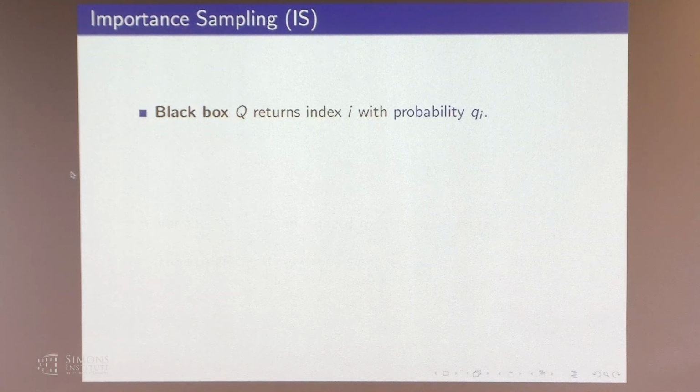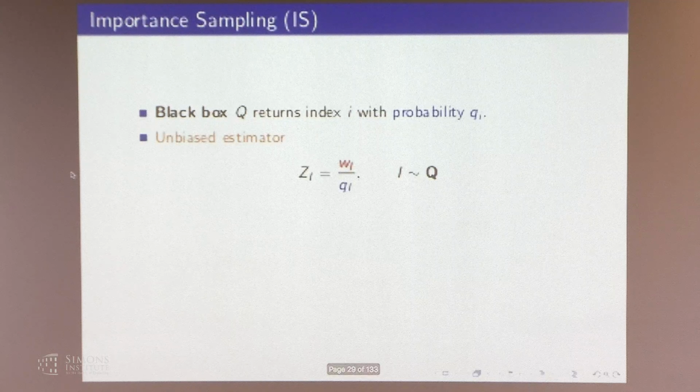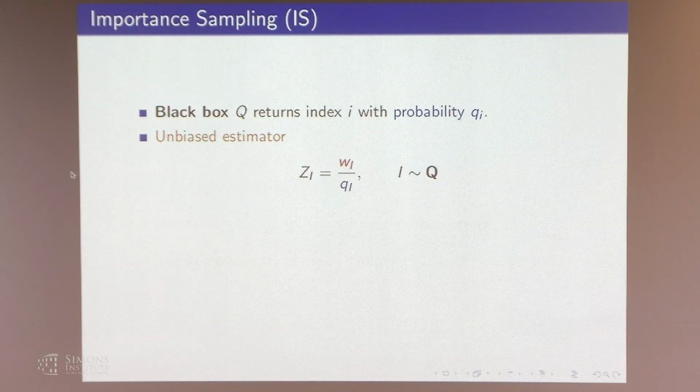Let me tell you a little bit about importance sampling. Suppose instead of uniform sampling, we had a biased sampler. So we had some black box way of sampling the data set so that i is returned with probability Q_i. Now, just like with random sampling, it's possible to design an unbiased estimator for this biased sampling procedure. What we do is we sample element i, and then we look at the weight W_i and divide it by the probability that you sample the element, Q_i. And now this is an unbiased estimator. This is standard importance sampling.